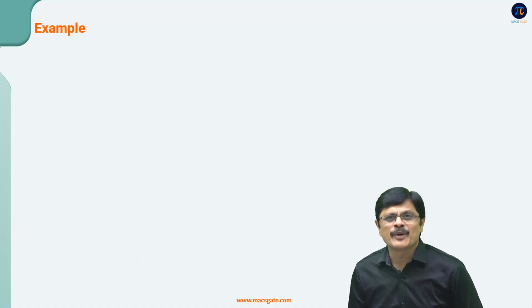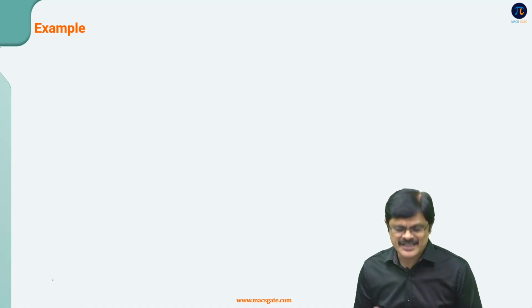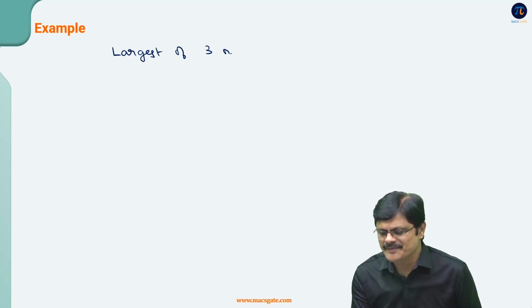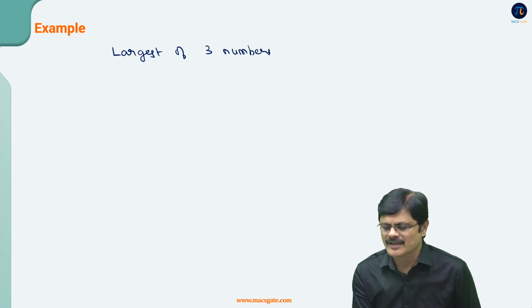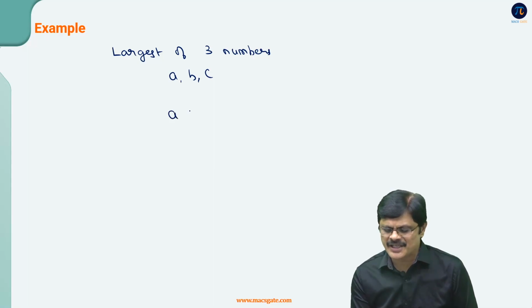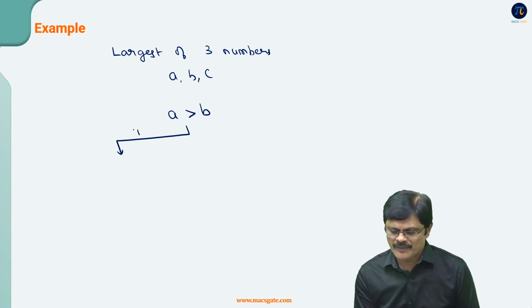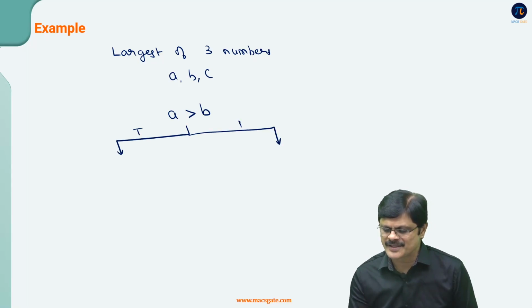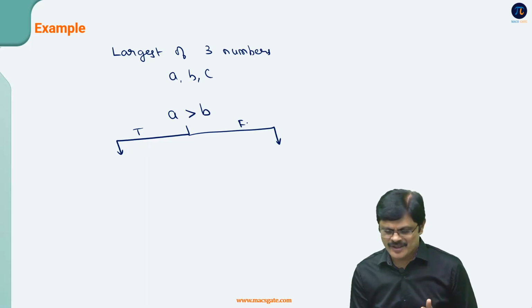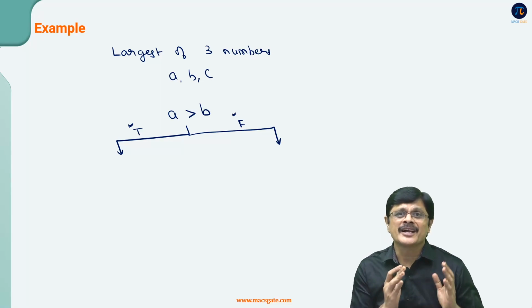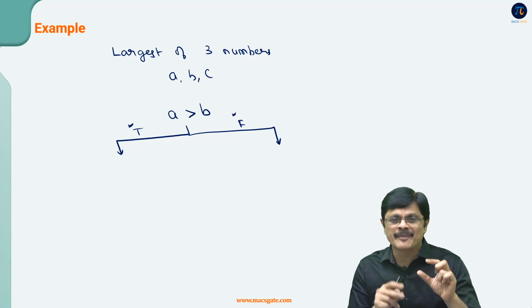Let us consider one simple example where we can use this nested if construct. Suppose I want to find the largest of three numbers, and suppose the three numbers are A, B, C. First we start with the condition A is greater than B. So this condition may be true or it may be false. So this is your if else block. This is the if block and this is the else block. Now suppose it is true, we enter the if block, that is, out of A and B, A is larger.